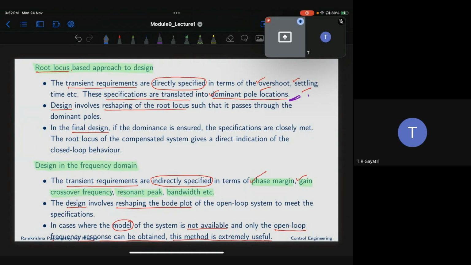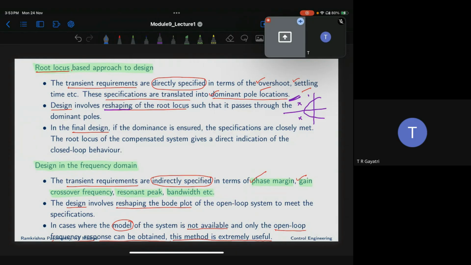From the dominant poles location, we draw the root locus for the given system. Then we will locate these dominant poles. Let's say the root locus is like this; we'll check whether the dominant poles are on the root locus or not. If they are not on the root locus, we need to reshape the root locus in such a way that it passes through these dominant poles. Then we say we met the design specifications. That's what we saw.